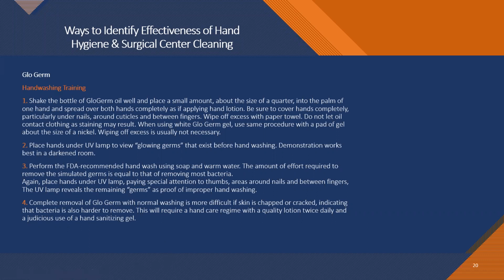Be sure to cover your hands completely, particularly under nails, around cuticles, and between fingers. Wipe off the excess with paper towel and do not let the gel contact clothing, as staining may result. When using white GlowGerm gel, use the same procedure with a pad of gel about the size of a nickel, wiping off excess, usually not necessary. Place the hands under a UV lamp to view the glowing germs that exist before hand washing. Demonstration works best in a darkened room.